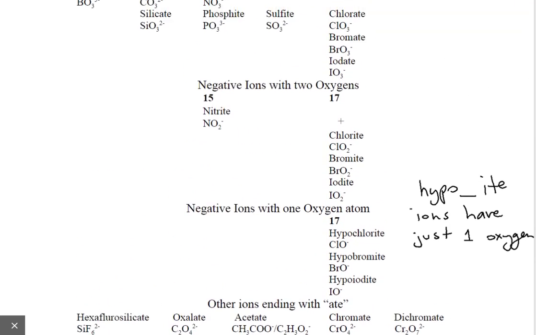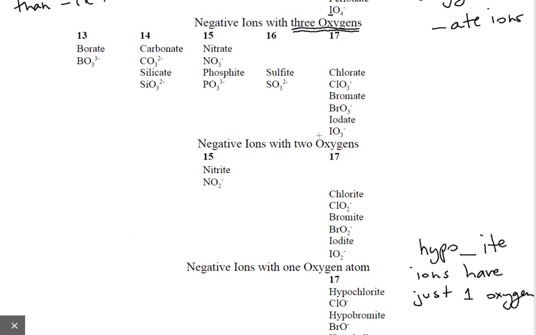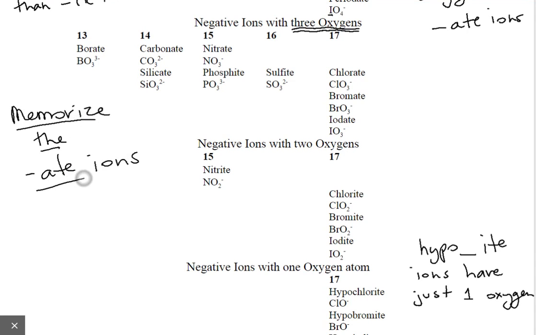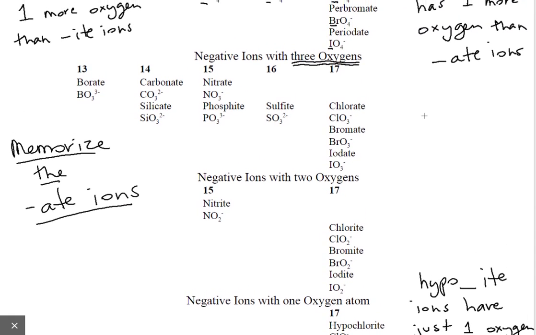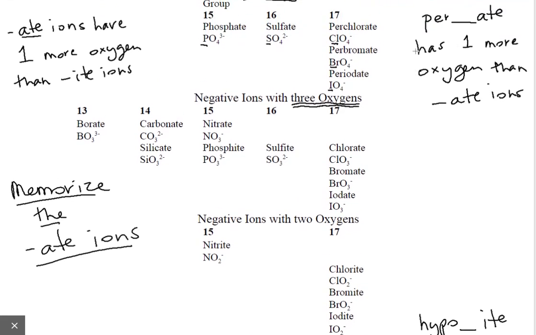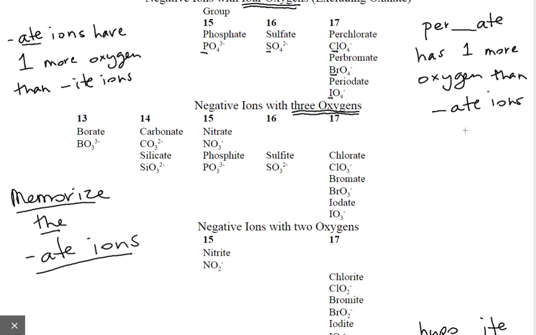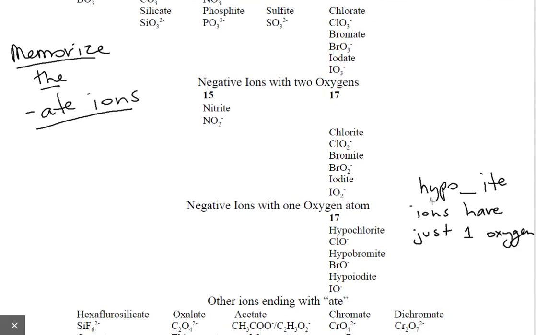Going back up here, an easy way to remember everything on this list is to memorize the ate ions. Okay, so if we memorize the ate ions, then we can know the rest just by remembering the pattern: ite has one less oxygen than ate, per-ate has one more than ate, and hypo-ite has just one oxygen. So if we remember the rules and we memorize all of the ions that end with ATE, then we will know a lot of them.